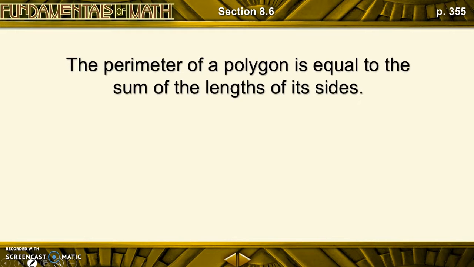The perimeter of a polygon is equal to the sum of the lengths of its sides. So to review, polygon is just a fancy word for a closed figure or a shape. Remember that it's all straight lines. You could have 3, 4, 5, 6, 7, 8, 9, 10, and so on sides, but they are all going to be straight line segments that form together and close to form a polygon. Sum means add. So we're just adding up all the lengths of the sides, and that gives us the perimeter.